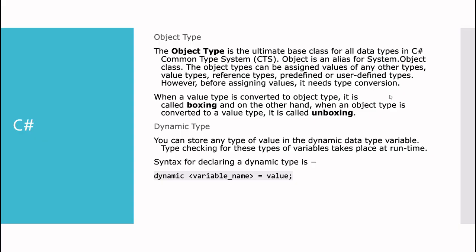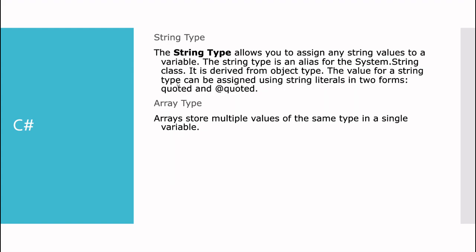What is dynamic type? You can store any type of value in a dynamic type variable. I will give you the syntax: dynamic, variable name and value. Next, string type. String type is used to store any string value. And next is the array type, which stores multiple values of the same type in a single variable. This is the array type.